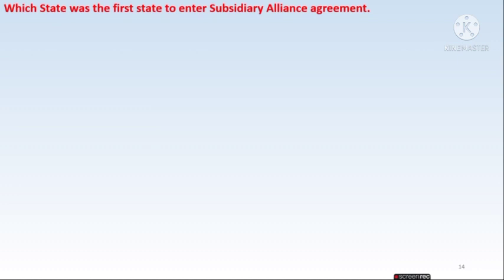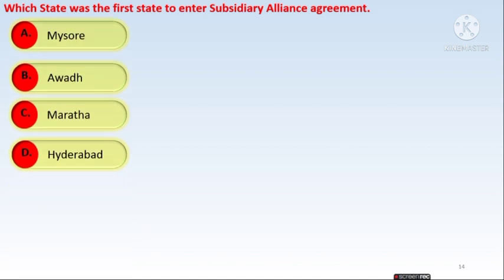The next question is, which state was the first state to enter the subsidiary alliance agreement? Whether it is Mysore state, Awadh state, Maratha or Hyderabad state. Guess what is the answer? Yes, it is Hyderabad state which had entered the subsidiary alliance agreement very first.